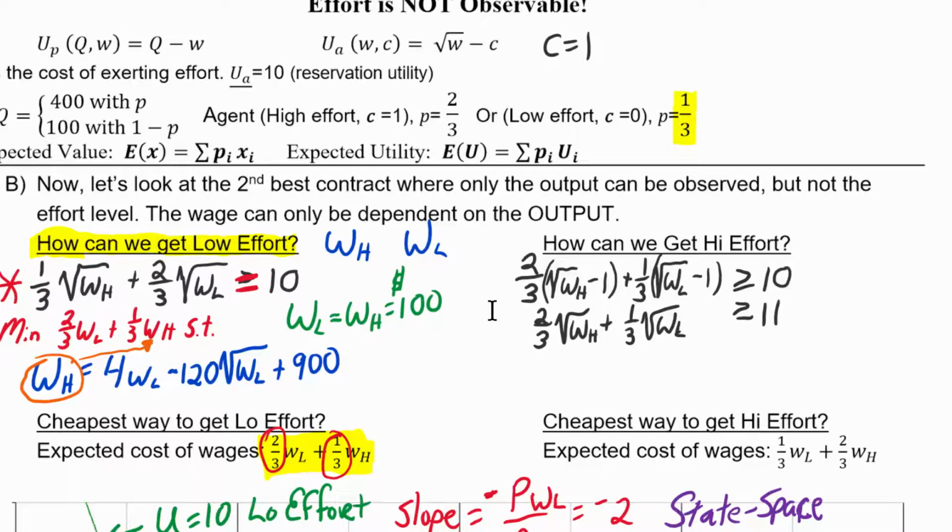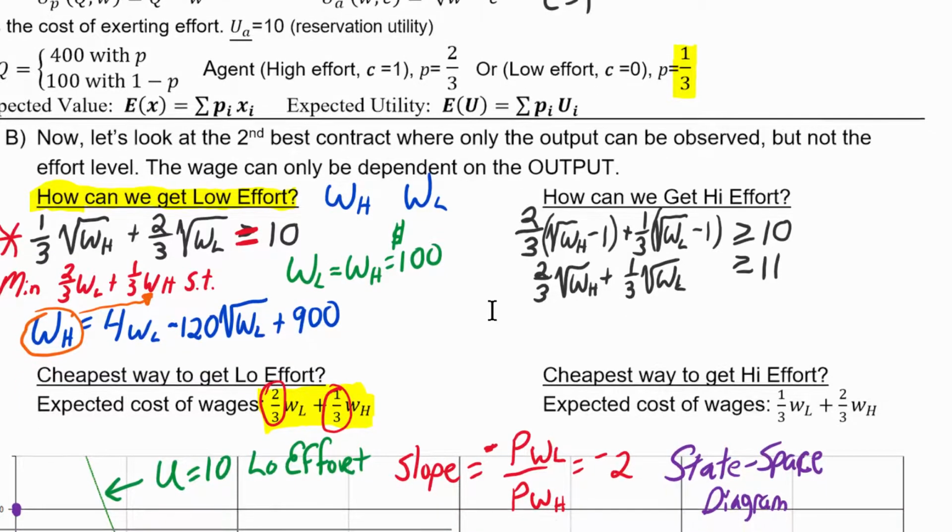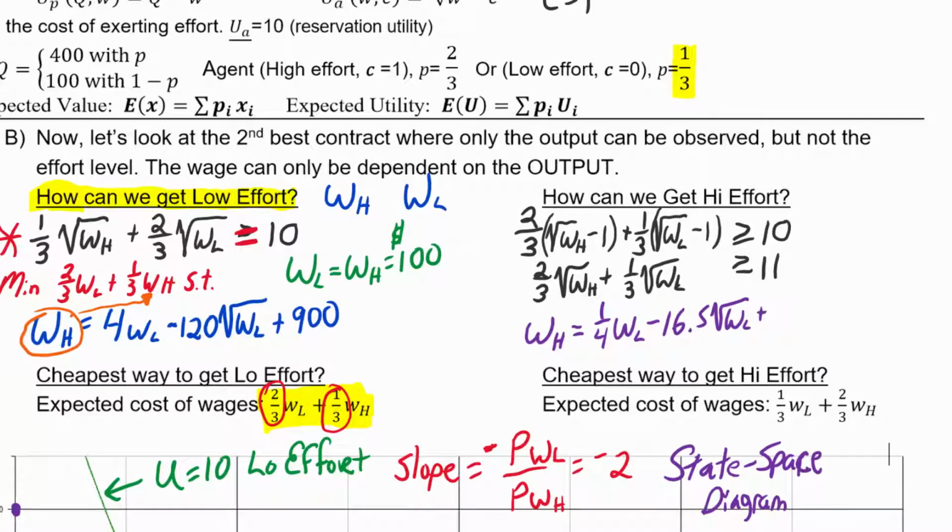Now we could go through a similar kind of analysis we were talking about before. We could do the minimization problem. Before we do that, let's solve this because that kind of lets you see what we're going to be graphing here. Solve this for the high wage again. And we get that the high wage equals 1/4 times the low wage minus 16.5 times the square root of the low wage plus 272.25.